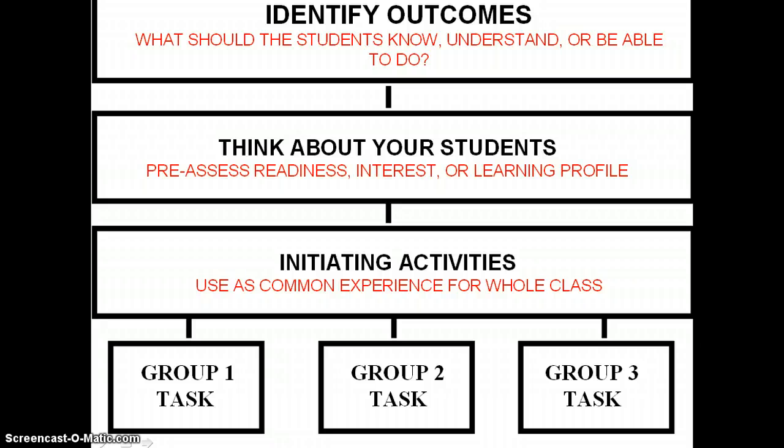So if we look at this again, your top tier, of course, is identifying your outcomes for the lesson. What should the students know, understand, or be able to do? Think about your students. You've already pre-assessed them in terms of the content. What are their interest levels? How does their learning profile tell you what their best mode of learning is? Creating initiating activities: use common experience for your whole class, something that gives them the basic information.